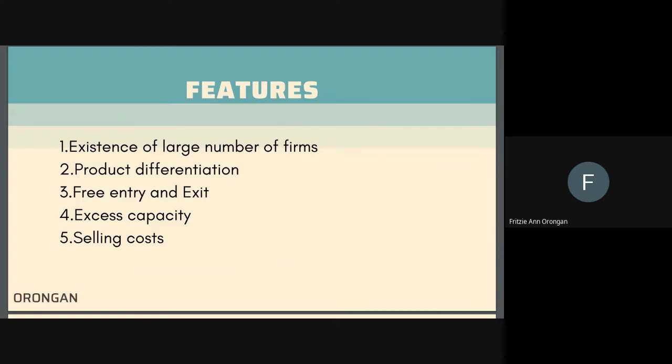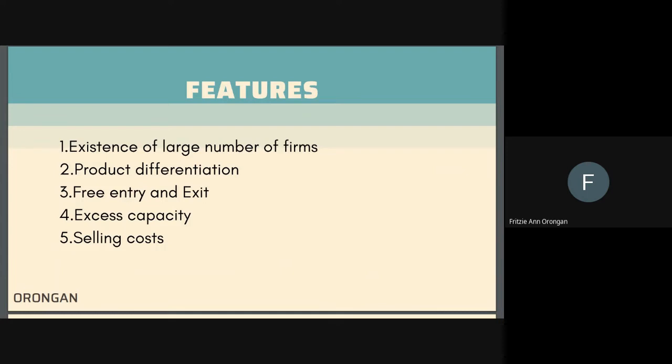Number two, product differentiation. So the products are not homogeneous and the products are close substitutes. They have distinct features such as branding or quality. So the firms in monopolistic competition typically try to differentiate their products in order to achieve above market returns because the products served have the same purpose. Number three, free entry and exit. So the firms can freely enter and exit the market.